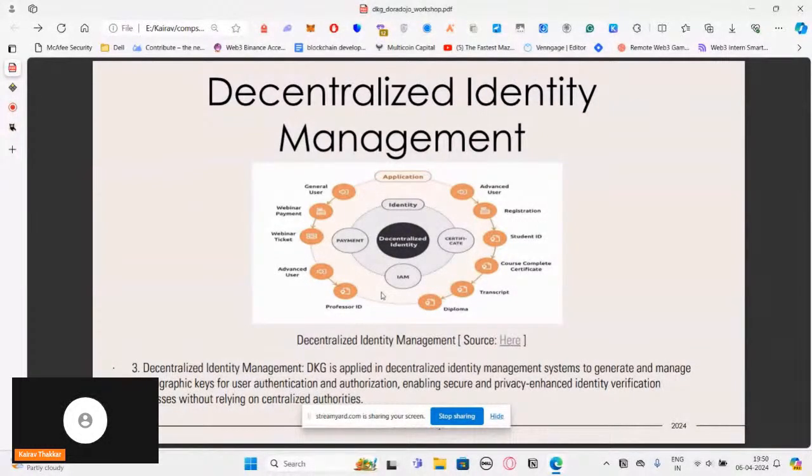So this is just a simple application on the aspect of decentralized identity management, that we can establish assets not in terms of monetary value, but in terms of identity management and identity recognition, where decentralized concepts are used.